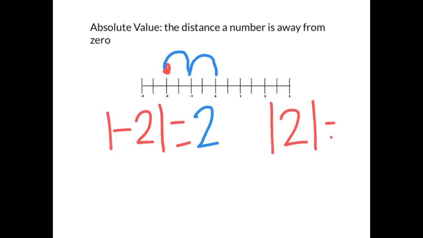Okay, and now we're going to try the absolute value of +2. So +2 is right here. And positive 2 is 1, 2 spaces away from 0. So that is how the absolute value of -2 and the absolute value of 2 have the same number. They're both equal to +2 because that is the number it is away from 0. So that's why people always say what's inside the bars make the number positive, because the distance is positive.